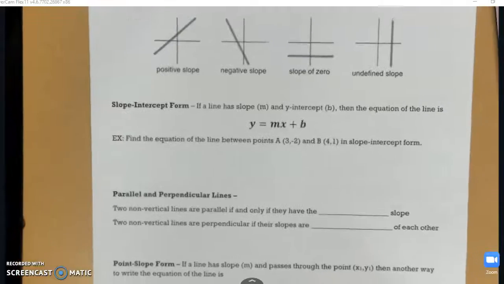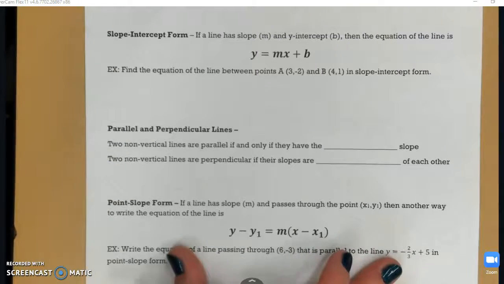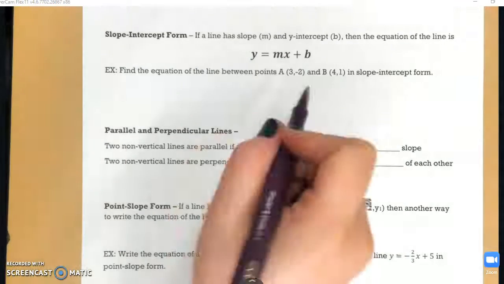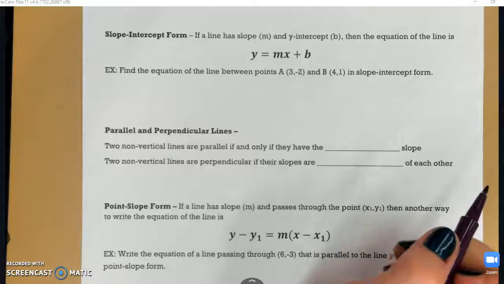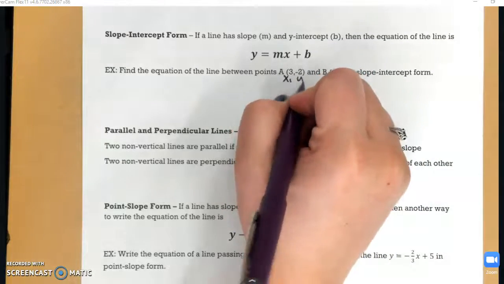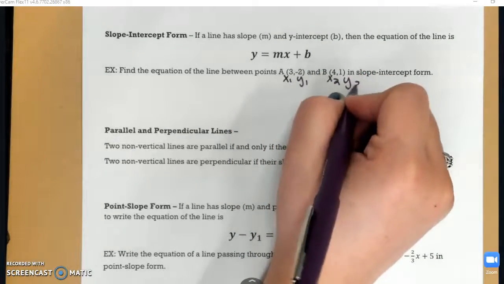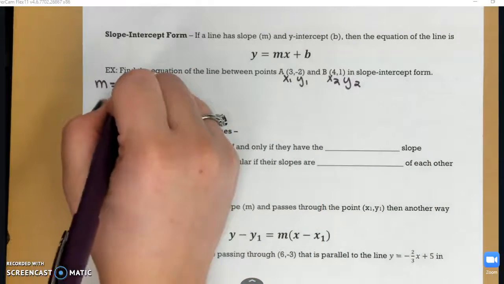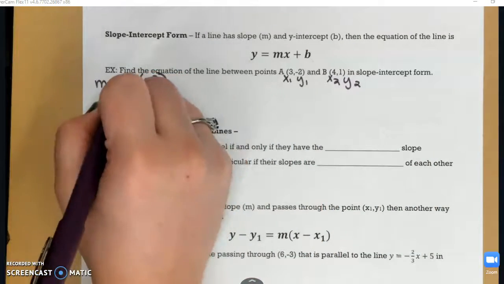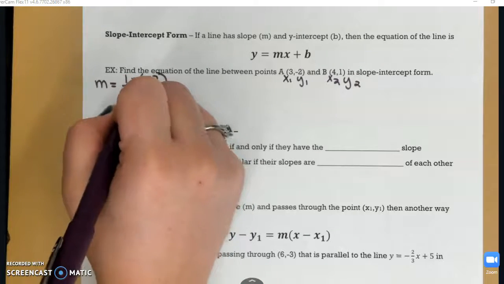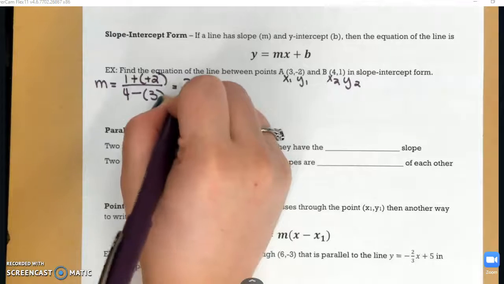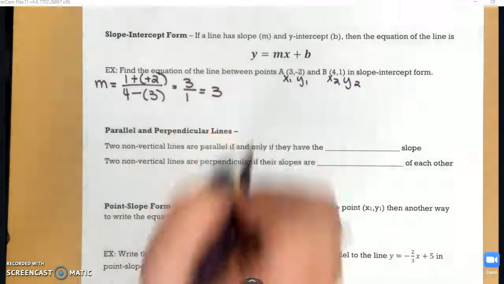So quick review, slope-intercept form, y equals mx plus b. For this, remember we need the slope m of our line and b the y-intercept. So let's practice that really quick. I've got these 2 points A and B. This is going to be my x1, y1, and my x2, y2. So the first thing I want to find is m, my slope. So that's going to be y2 minus y1 over x2 minus x1. So that becomes plus. So that is going to be 3 over 1, which is 3.